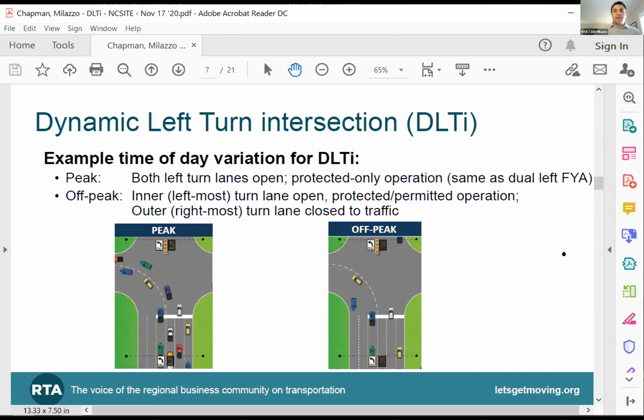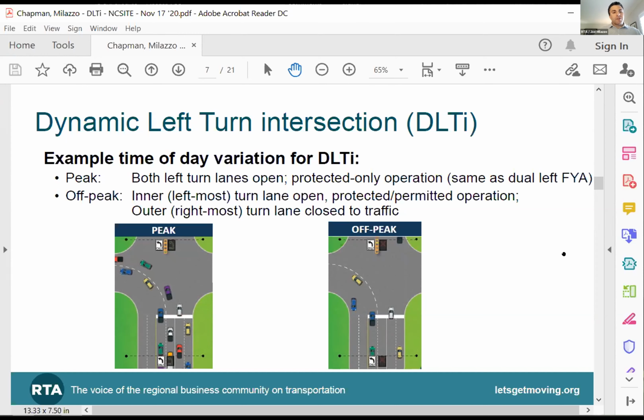And that makes sense. If you think about the reason we install dual left turn lanes at any intersection, you're dealing with a capacity issue, you're dealing with a heavy volume or heavy phase volume during the peak period. You want access to both of those left turn lanes during the peak period. And of course, as I mentioned earlier, protected operation can make that more efficient as well. So whether it's a standard intersection, a dual left flashing yellow arrow, or in this case, a dynamic left turn, the peak period operation is typically the same, where you'll have 2 left turn lanes and they're both open and they're both protected. What's different here on the dynamic, the time of day variation is like this.